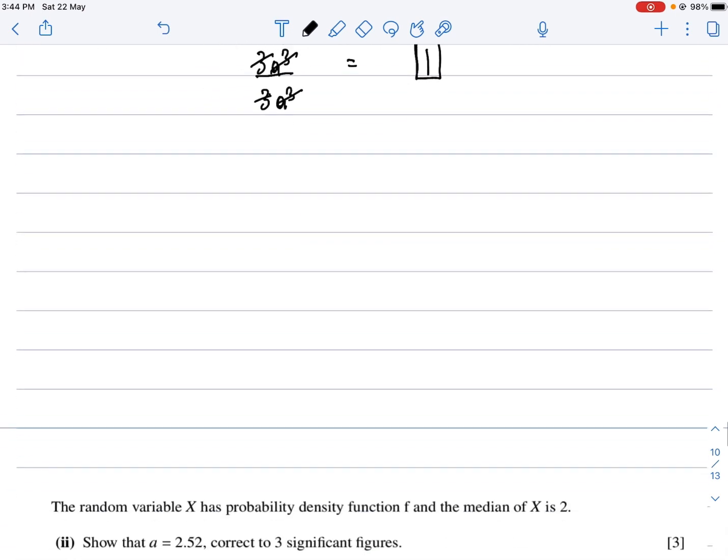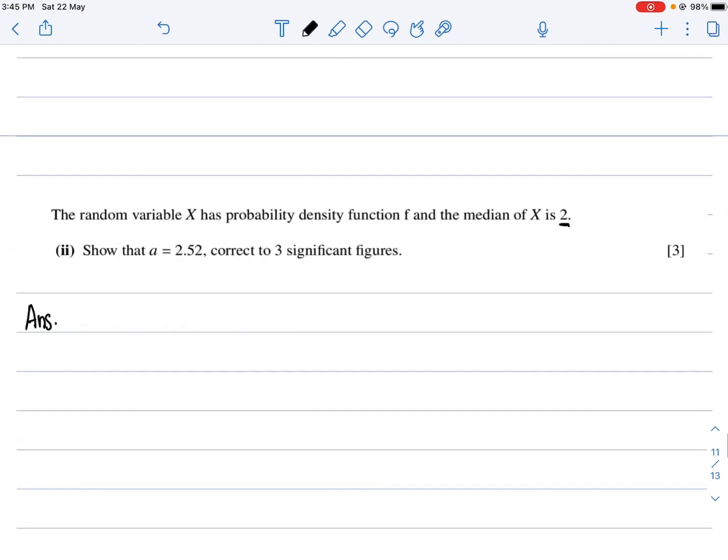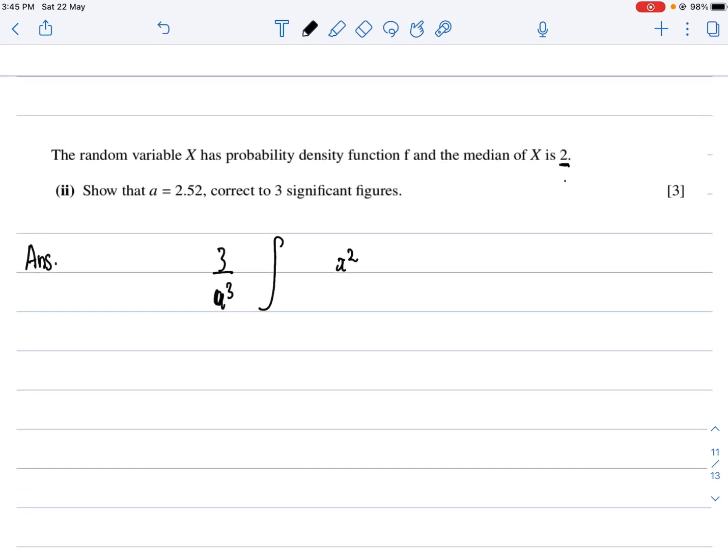Now a random variable x has probability density function f and the median of x is 2. Show that a is 2.52. We know our function is 3 over a cube with an x square here, but now they have given us a median of 2. So I know the integration from 0 to 2 will be 0.5, because it's the median.